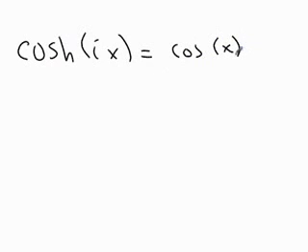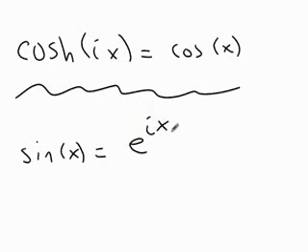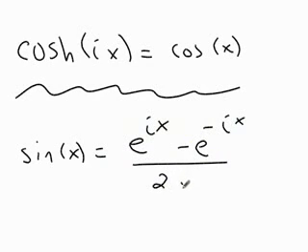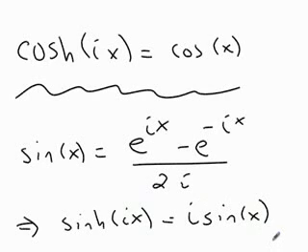Remember when we talked about the hyperbolic functions and how similar they were to the trig functions? Well, this is why. I'll leave it to you, using similar hijinks. You can show that the sine of x is e to the ix minus e to the negative ix over 2i, which means that the sinh of ix is i times the sine of x.